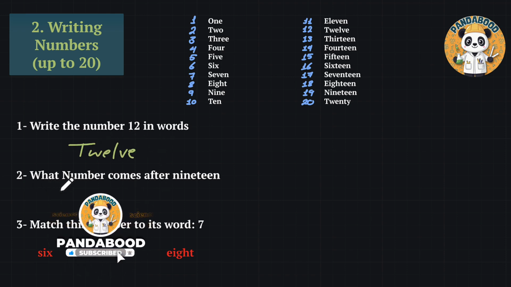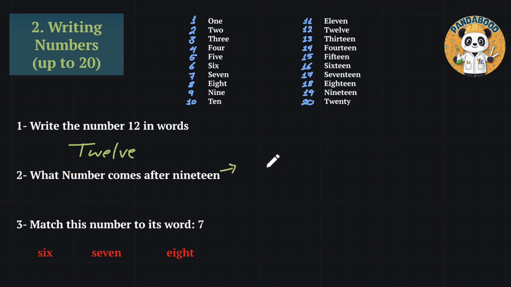What about question 2? What number comes after 19? 19 is written like this. After 19 comes 20. So this is how you write it using symbols, or it's the same as 20 in words.